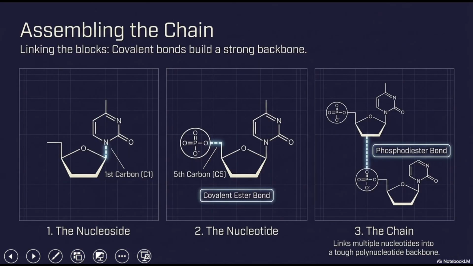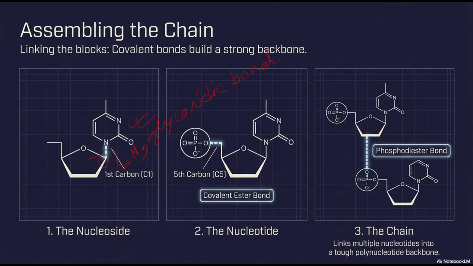Now, the interesting chemistry begins. How are these components connected? There are three important bonds you must remember. First, you can see that the first carbon of the pentose sugar makes a bond with the nitrogen base. This bond is called the N-glycosidic bond.